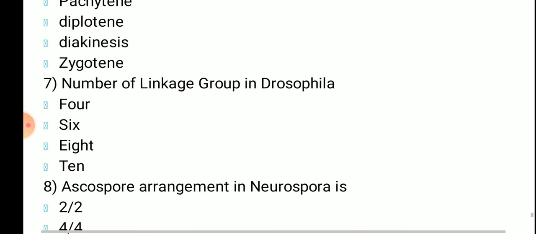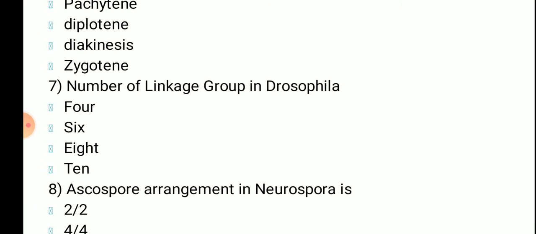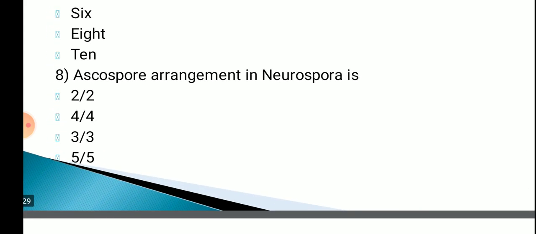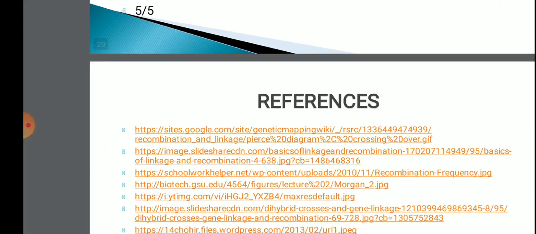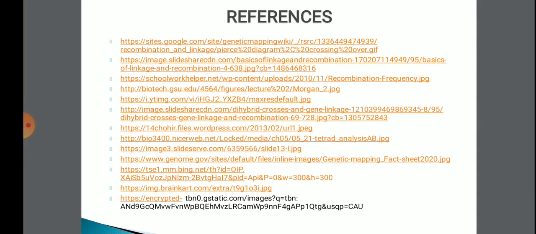Now the next question is, the number of linkage groups in Drosophila is 4, 8, 6 or 10. The answer is 4, as Drosophila has 4 pairs of chromosomes. Now the next question is, ascospore arrangement in Neurospora is 2 by 2, 4 by 4, 3 by 3, or 5 by 5. The answer is 2 by 2, as we get a ratio of 2:2:2:2 ascospores in the offspring.